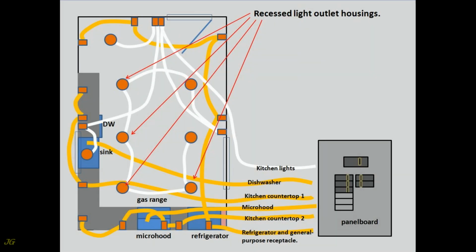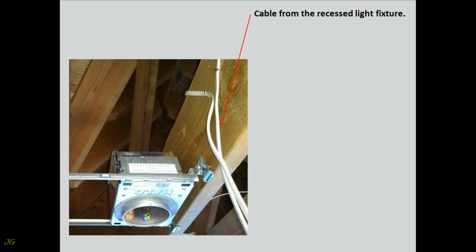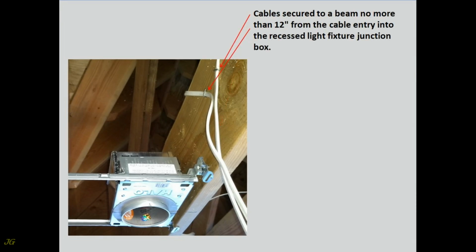Recessed light outlet housings. Installed cables for recessed light fixture. Cable from the recessed light fixture. Cable to another recessed light fixture. Cables secured to a beam no more than 12 inches from the cable entry into the recessed light fixture junction box.